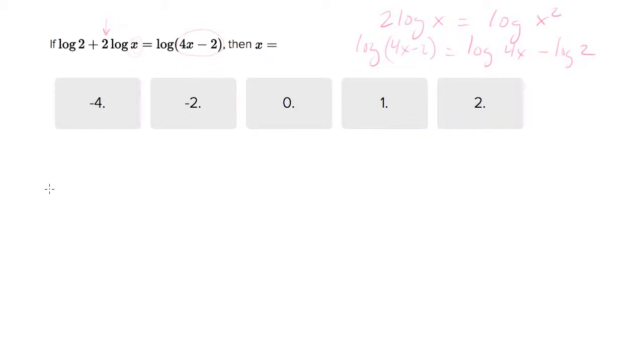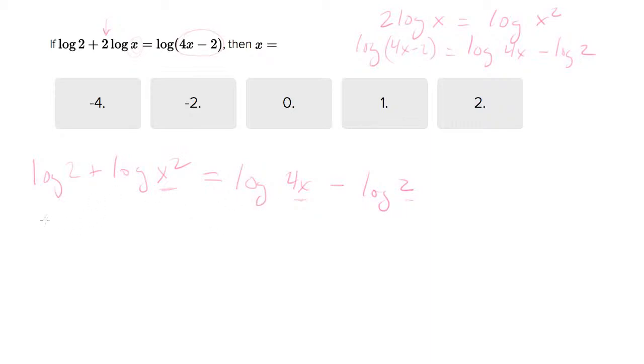So we end up with log 2 plus log x squared and log of 4x minus 2 becomes log of 4x minus log of 2. Now, cool things that happen here are the 2 and the 2. You can start to see that it looks like we're going to have some kind of weird quadratic equation going on. We've got an x squared, we've got an x, and we've got some plain number terms here. So let's try to play into that.